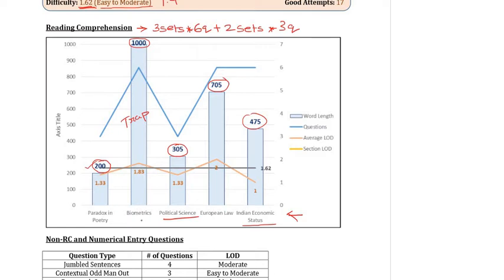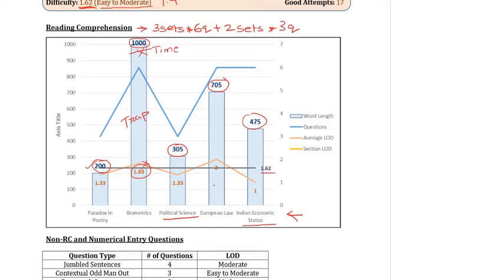But when I look at this, this is an extremely long RC, so we'll take a lot of time in reading this. Secondly, if I look at the questions, these tend towards 2. Definitely tougher than the overall average LOD. So this is an RC which I would definitely not attempt in the exam, even though it has 6 questions, because of this factor primarily and this factor.